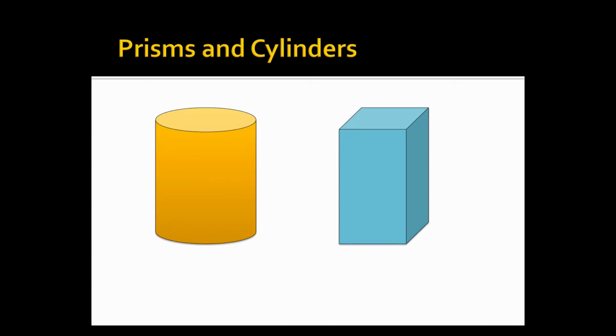So, triangular prism. What would this be? Hexagonal prism. This one's a little bit of a problem. What's this? Rectangular prism. Yes. What shape's the base? Square. So what would this be? A square prism. What's this? Now it's a rectangle prism.